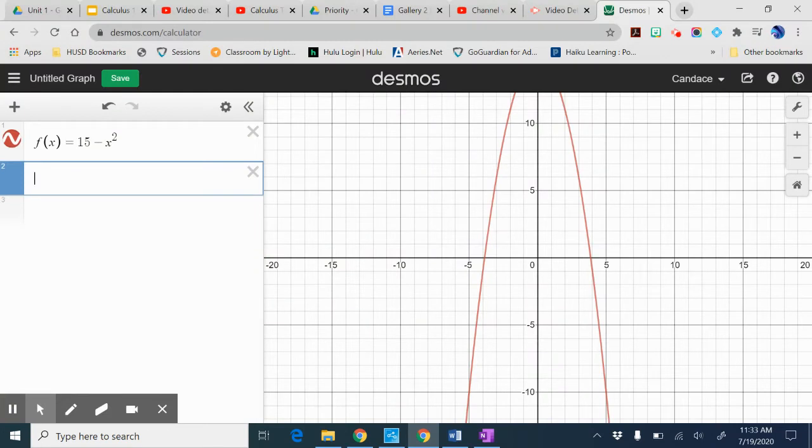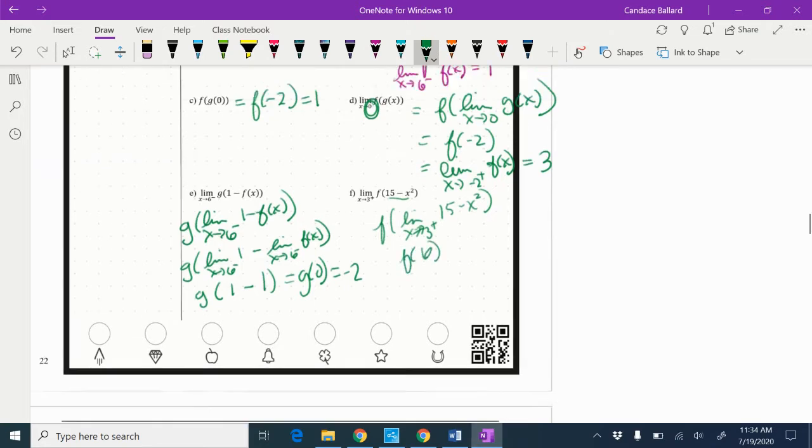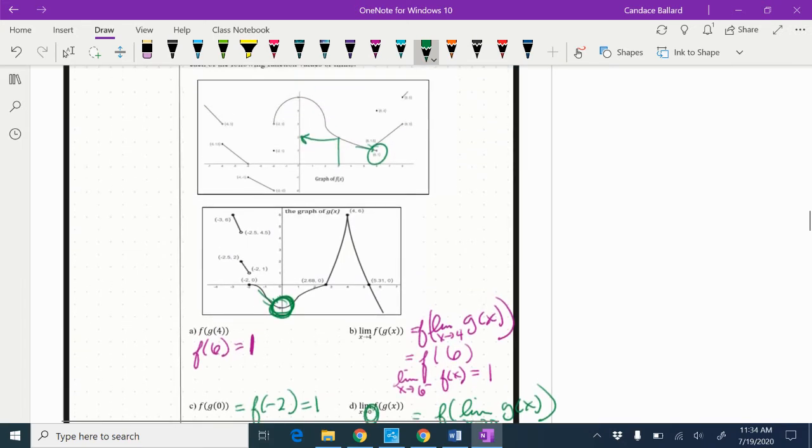So there's my function. If I look at 3 from the right and 3 from the left, it almost doesn't really matter. I'm not looking at 3, that's 4. 3 looks like it's at 6. So let's see what's actually going on. If I actually just put in 3, I get 6. So I know that coming at it from the right, it's 6. So that means I would be looking at f of 6, and you'll notice on this graph here, f of 6 does not exist.